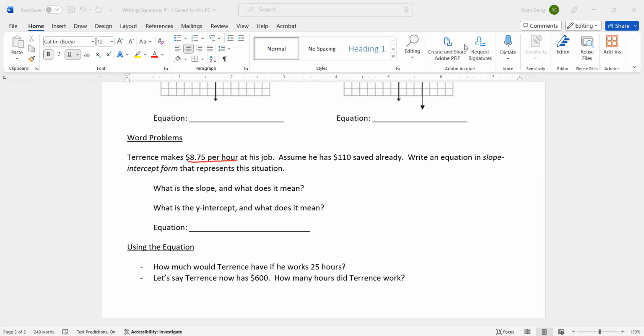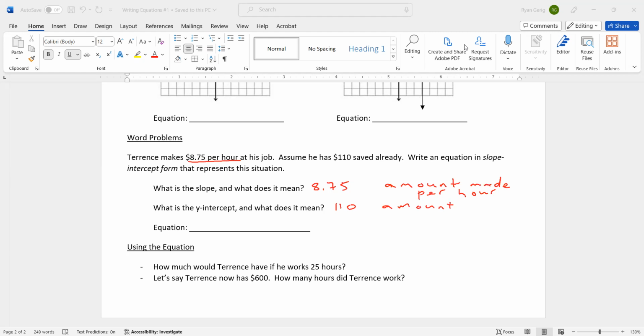So something per something. So his slope here is $8.75. And what it is, it's amount made per hour. So in this problem, that's what the slope means. So $8.75 is what he makes per hour. The y-intercept is what he starts with. So the y-intercept here is 110. So it's the amount he starts with.